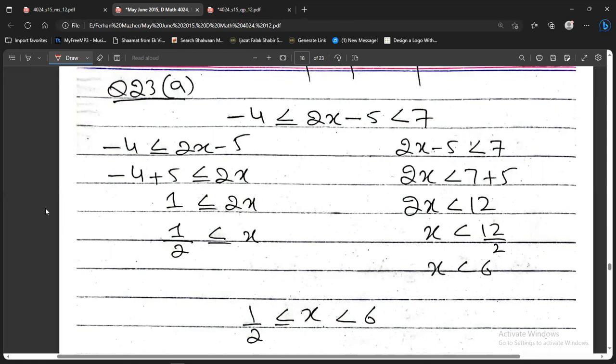Then I will solve this portion. It is 2x minus 5 less than 7. 2x is less than 7 plus 5. 2x is less than 12. x is less than 12 by 2. x is less than 6.